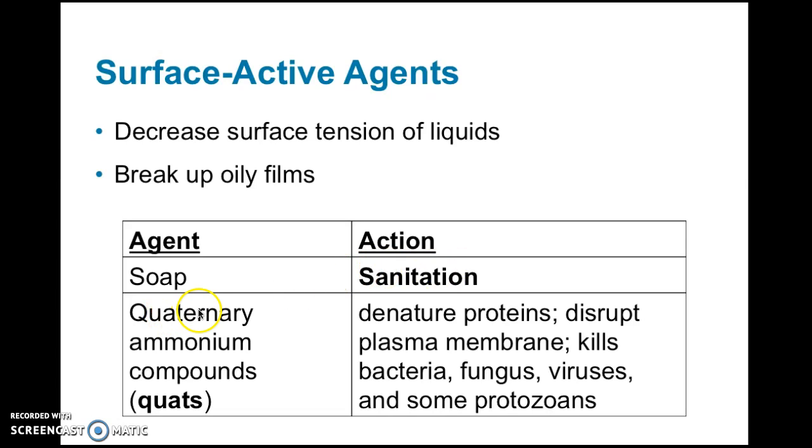There is a type of surface active agent that comes up quite a bit in the healthcare setting. They're called quats. It stands for quaternary ammonium compounds. And these work by, again, denaturing proteins, messing with the plasma membrane, and they are very active against microbes. They kill off bacteria, fungi, some viruses, some protozoans, so they're really good at messing things.